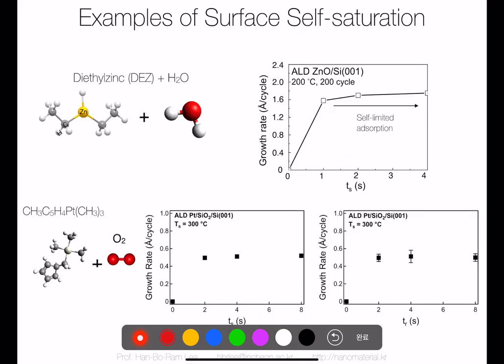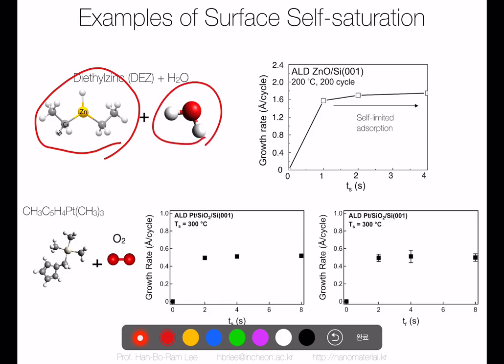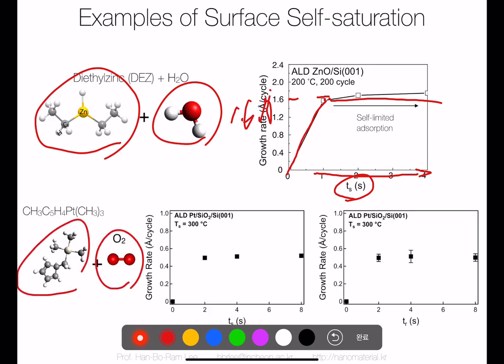In this example, this is the zinc precursor, diethyl zinc, which is the most common precursor for zinc, with water as the counter reactant. With increasing precursor time, the growth increases again and saturates over the precursor exposure time. Very typical. The saturated value is almost 1.6 angstrom per cycle. This is the platinum precursor with an oxygen counter reactant, and as the precursor exposure time increases, it saturates, and the saturated value is almost 1.5 angstrom per cycle.